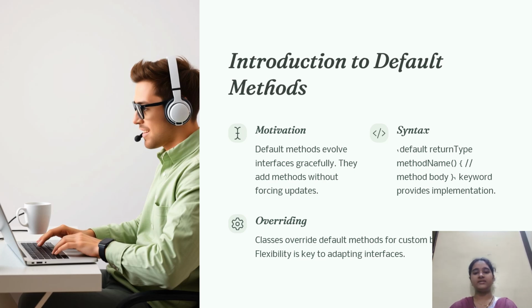Introduction to default methods. The motivation of default methods is to evolve interfaces gracefully. They add methods without forcing updates, and the syntax is the default keyword, return type, method name, and method body, which provides the implementation. Overriding: a class can override a default method for custom behavior. Flexibility is key to adapting interfaces.